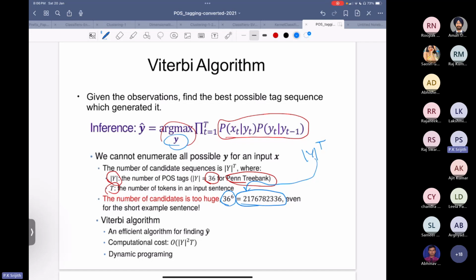And even for a short sentence x, this is going to be very large. And just enumerating over all your possible tag sequences, which is this many, is practically not possible.